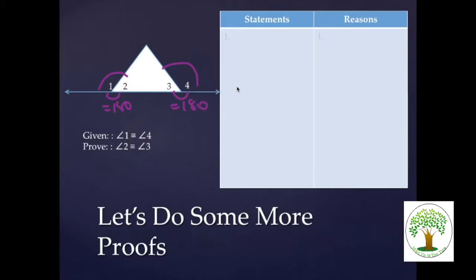Do you have any of your postulates that talk about something being supplementary? Linear pair postulate. So we could say that 1 and 2 and 3 and 4 are supplementary because of linear pair postulate. Is there anything else that talks about supplementary? Keep looking. Anything else that talks about supplementary that we just learned today?